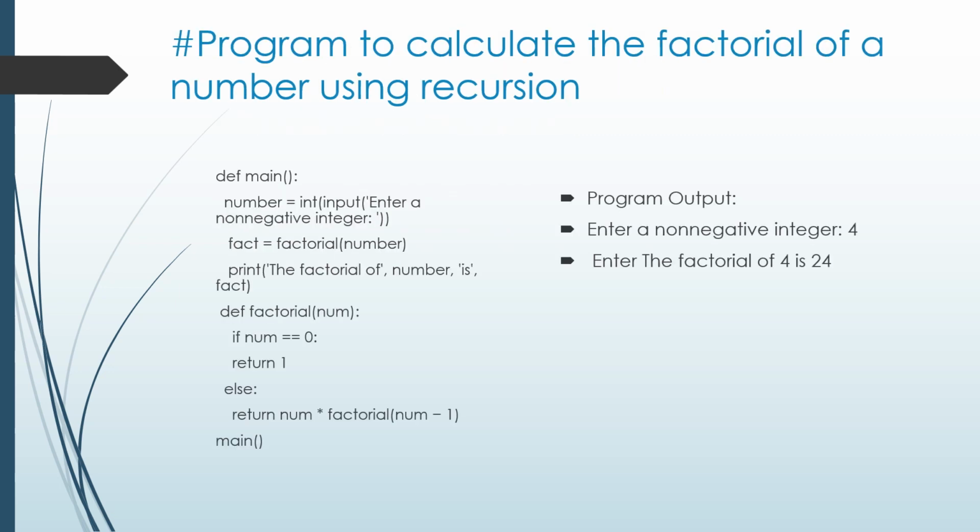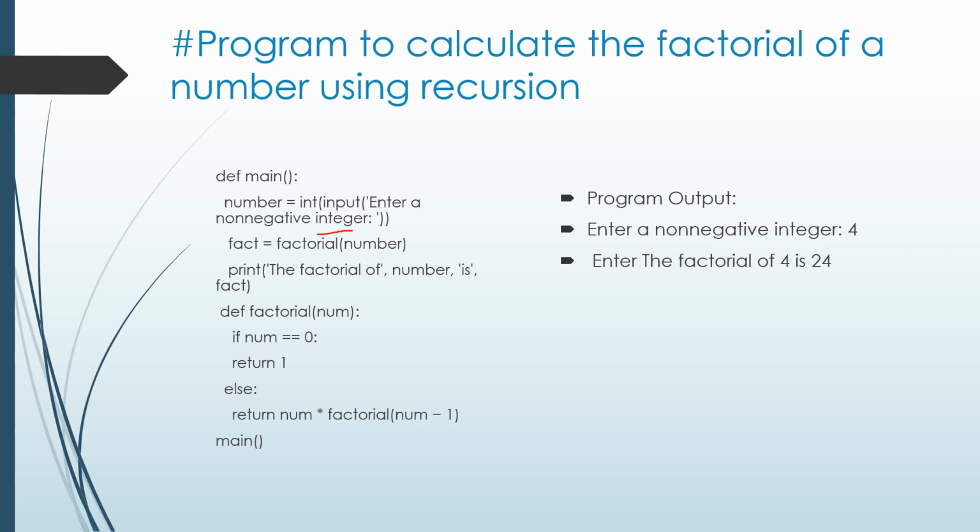Here is a simple program to calculate the factorial of a number using recursion. Firstly, we are defining the main function, and after that, number equals int input, enter any non-negative integer. Here, we are taking the input from the user, and then fact equals factorial of number. This should be calculated. Then we write the print statement: factorial of number is fact.